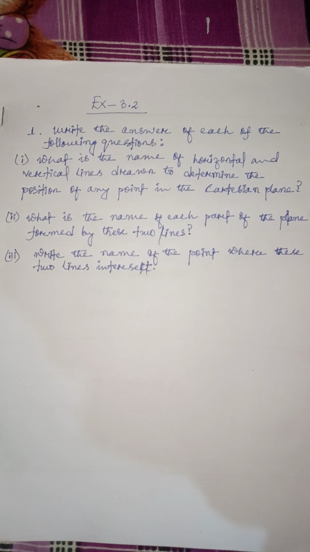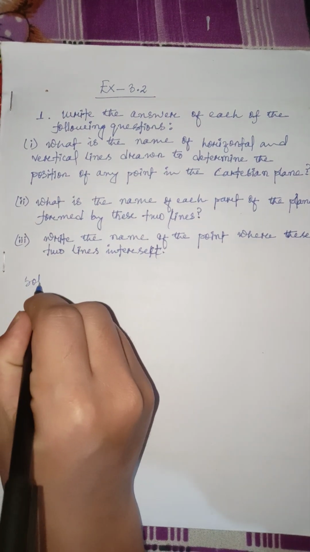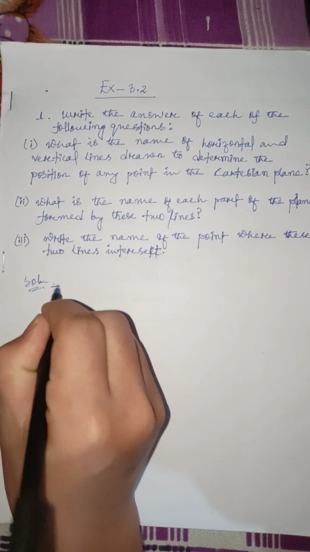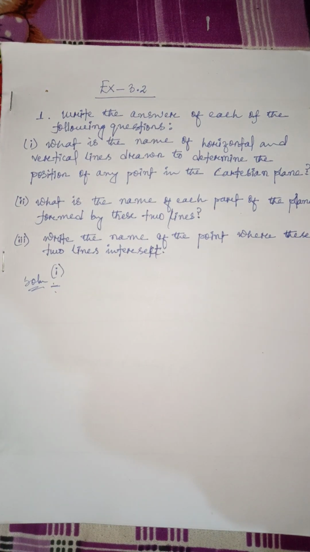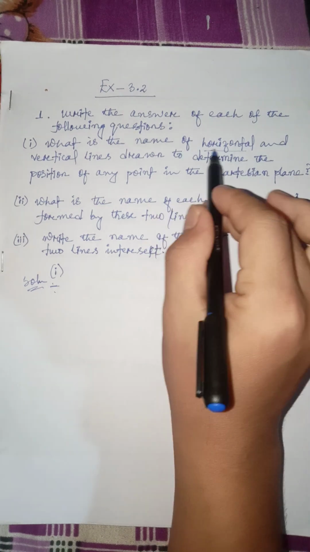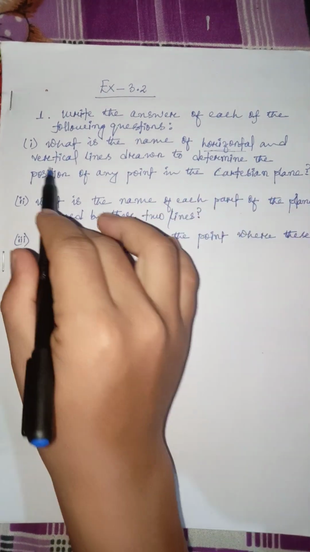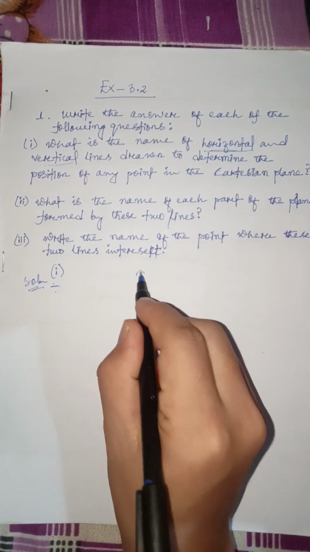Alright, I hope you understand what the questions mean. Now let us start without delaying much. First of all, let us begin with the first Roman number. Here we have to name the horizontal and vertical lines in the Cartesian plane.